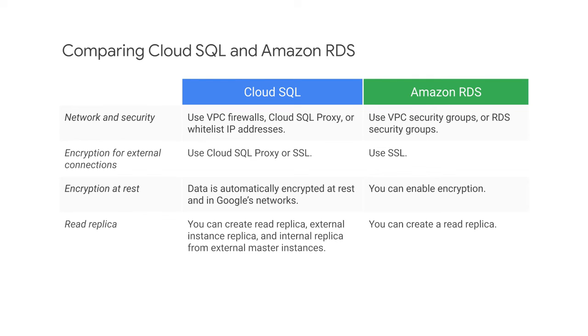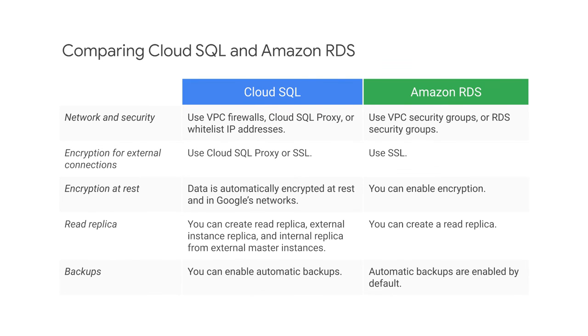You can create a read replica in Amazon RDS. In Cloud SQL for MySQL, you can create a read replica of a Cloud SQL instance. You can also create an external instance that replicates from a Cloud SQL master and create a replica in Cloud SQL from external master instances.